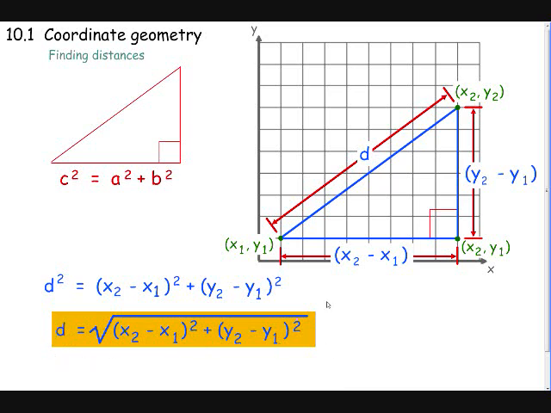If you're going to write something in your notes, as you write your notes, you want to take a moment right now and make sure you get this into your notes. This is so critical. The distance is the square root of one leg squared plus the other leg squared, the horizontal leg plus the vertical leg.